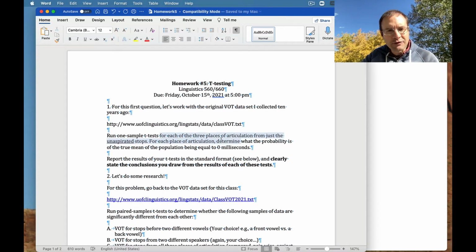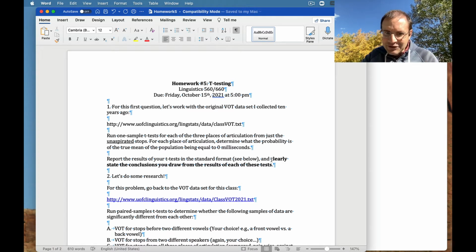One for each of the 3 different places of articulation, when you're trying to determine whether the true mean of the VOTs of those different sets is equal to 0 milliseconds or not. You get a p-value out of running the process of a t-test that reflects on this question.